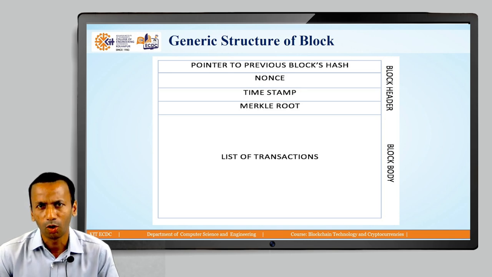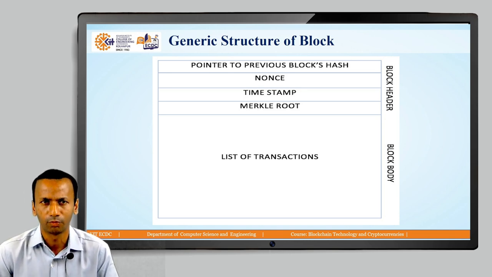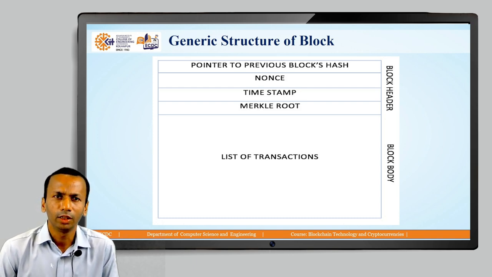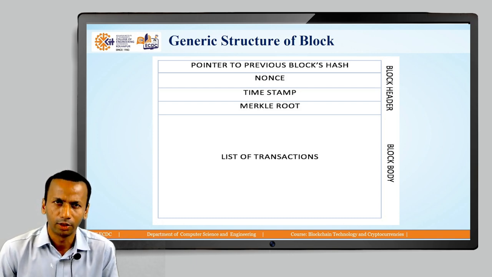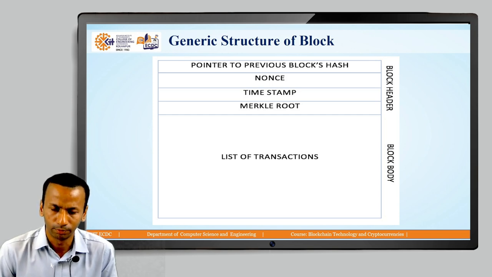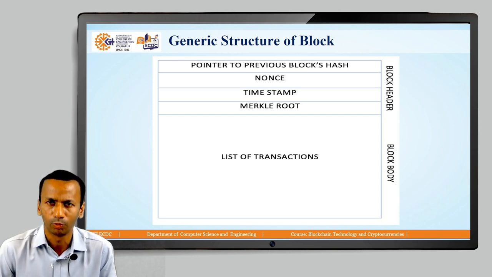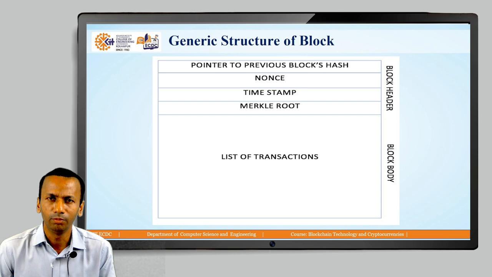Now the next one is the block body. It has a list of transactions. Whenever information or values are exchanged between the different nodes in the blockchain network, that is treated as a transaction. Here you can see the list of transactions which are recorded and confirmed using the consensus algorithm in that network.